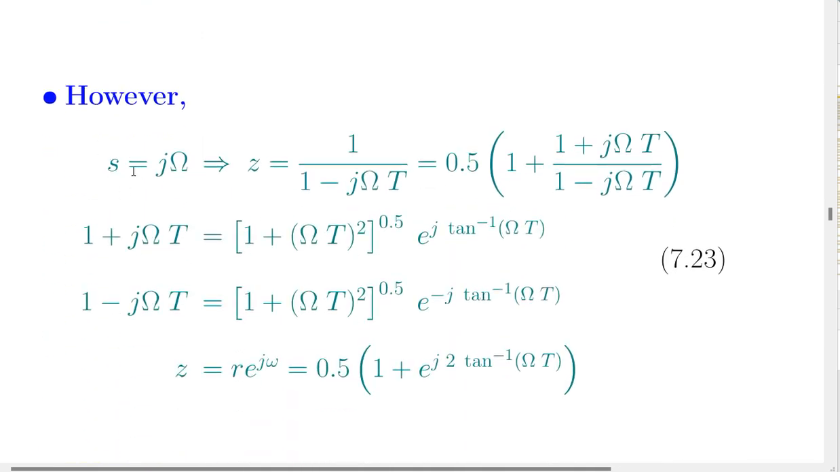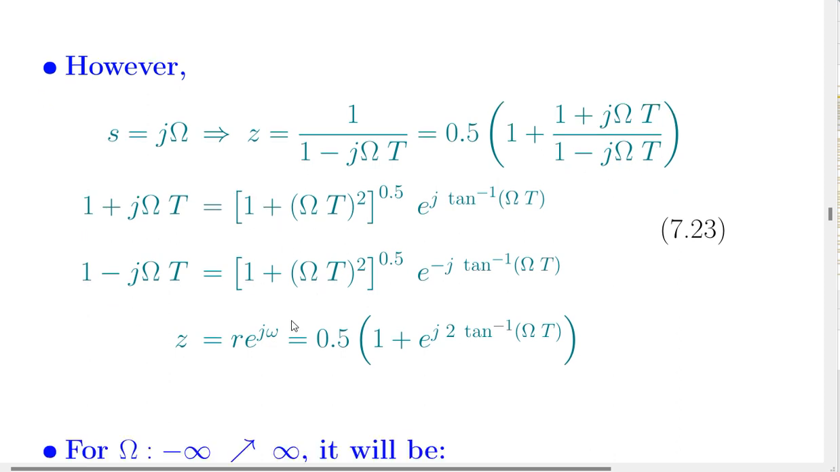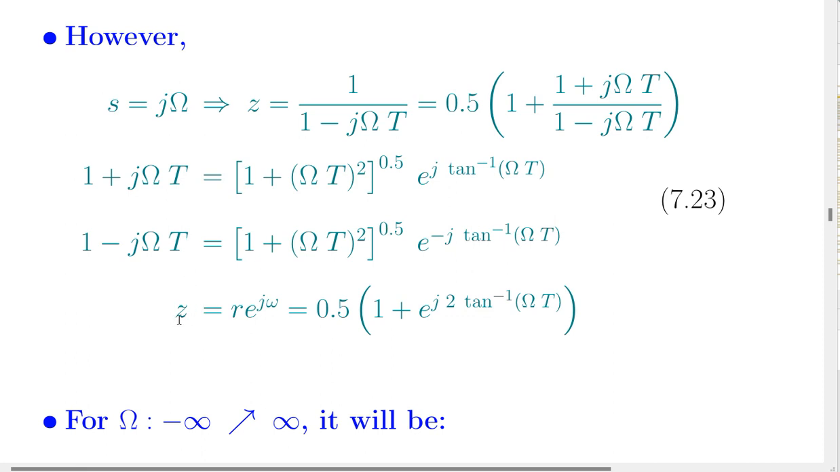if you take s equal to j omega, z will be equal to 1 over 1 minus j omega times T, or 1 over 2 times (1 plus j omega T) over (1 minus j omega T), leading to the last line. So z will be equal to r times e to the power of j theta, which will be equal to 0.5 times (1 plus e to the power of j times 2 times arctangent of omega T).